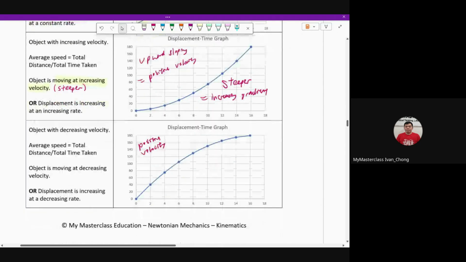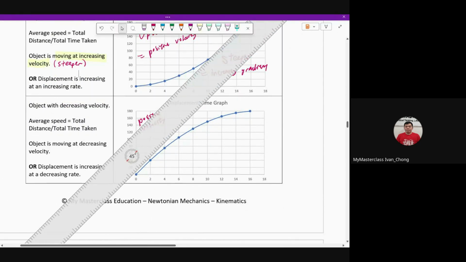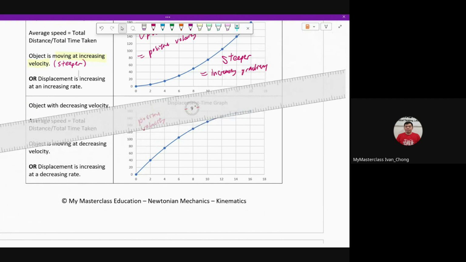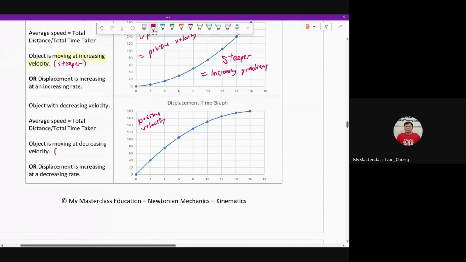Okay, and on the other hand, let's take a look at the one below. Firstly, positive velocity, you are still moving forward. So what happens? You can see that you are getting gentler and gentler. Gentler itself, the keyword is moving with decreasing velocity.